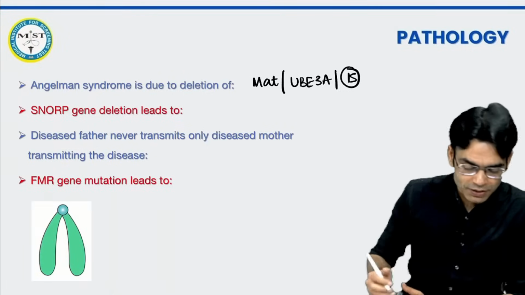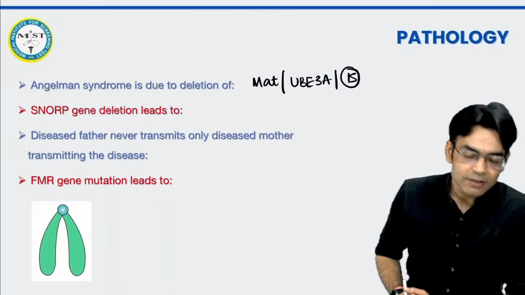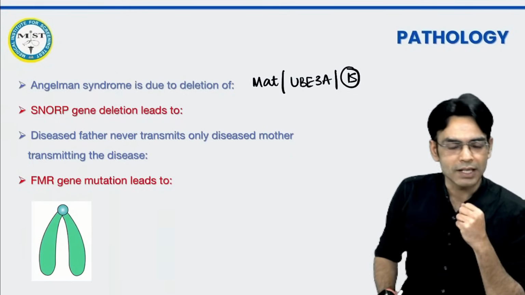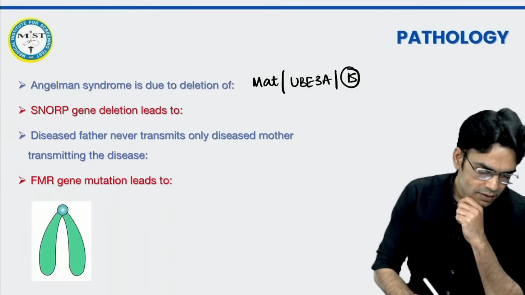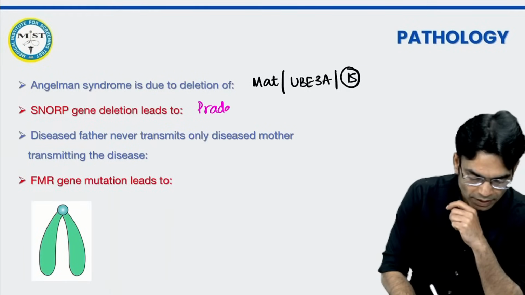SNRPN gene deletion leads to, yes, ये एंजलमैन सिंड्रोम वाले हैप्पी पपेट्स हैं, मम्मी वाले हैं ना बेटा, स्माइल करते रहते हैं। SNRPN gene, yes, SNRPN gene leads to Prader-Willi. This is your Prader-Willi.